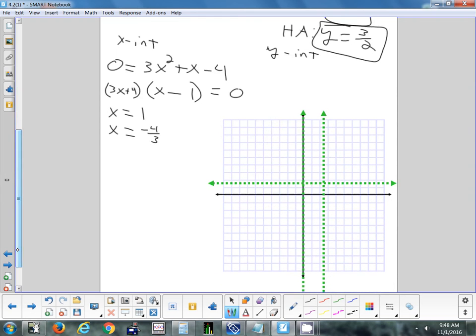All right, let's see how that's going to work. It's going to cross here, so it's going to cross in the middle section, and then it's going to cross in the left section. That's about negative 1.3.